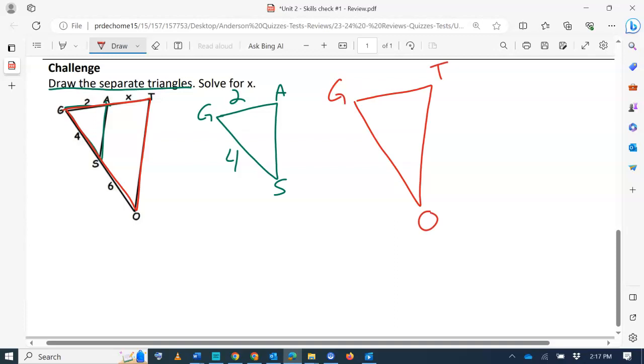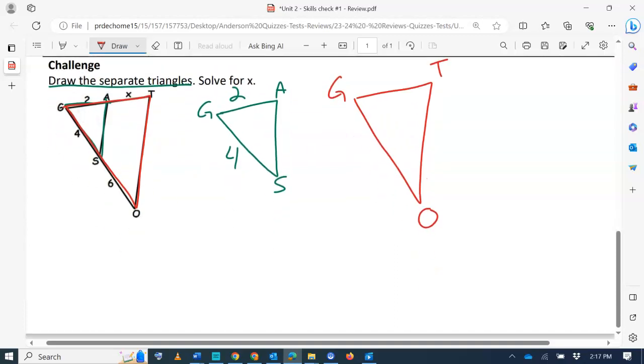Now from G to O, oops, here, it is 4 plus 6 long. So that means that this is 10. And we're looking for G to T. Well, not G to T, but we're looking for as part of it. Is up there. So that's going to be 2 plus X. Okay? So we have 2 plus X for that length. And I'll put that in parentheses.